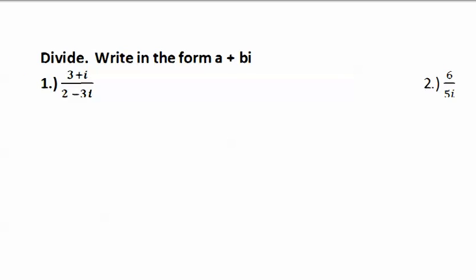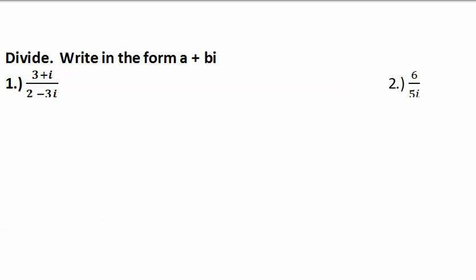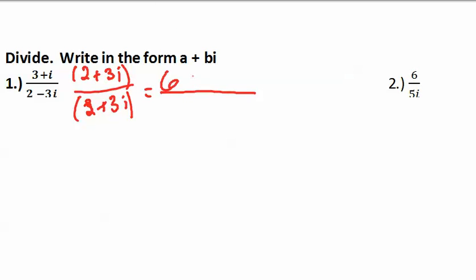So in these first two examples, we're just going to divide, getting rid of the i in the denominator. In this first one, because it's a binomial, we're going to multiply by the complex conjugate, which will be 2 plus 3i. In the numerator, you're going to have to FOIL. So you're going to get 6 plus 9i plus 2i plus 3i squared. On the bottom, you can also FOIL, but remember those middle terms are going to cancel out.